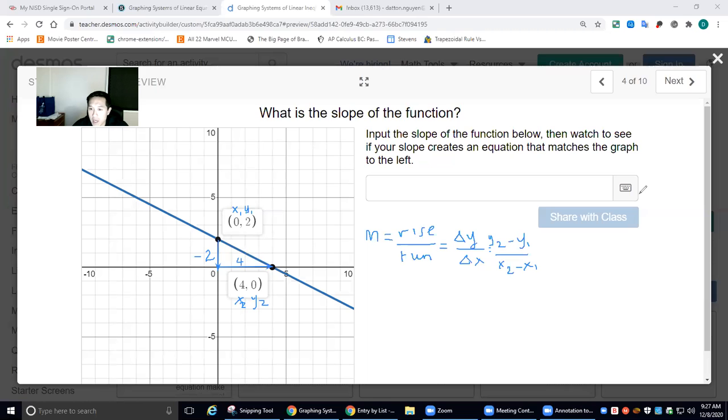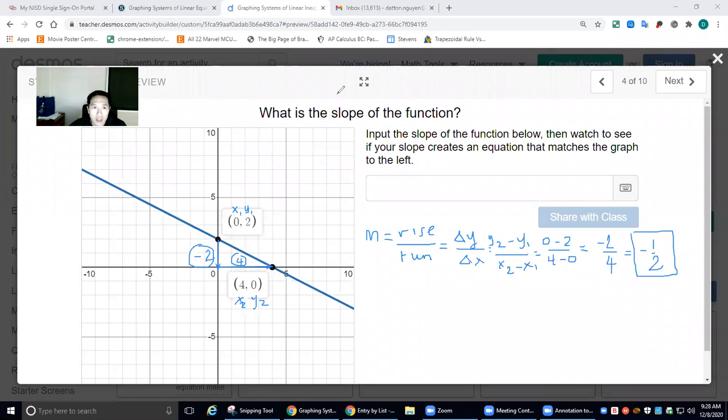So if I actually do the math to this, I subtract 2 from 0 on the top, 0 minus 2, divided by 4 minus 0. So what do I get? I get -2 over 4. Hey, look, -2 over 4. So there are two ways of showing it, and the graph is a great way of showing how to find the slope. So what I can do is reduce this to -1/2. That is my actual slope, because the top and the bottom are divisible by 2.